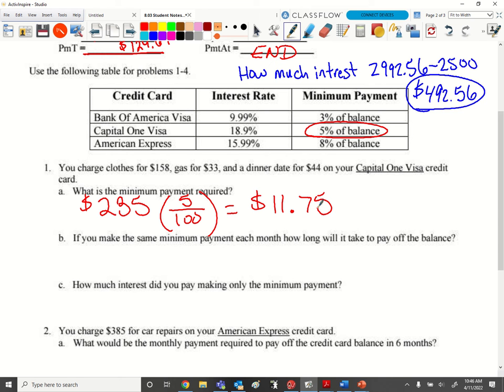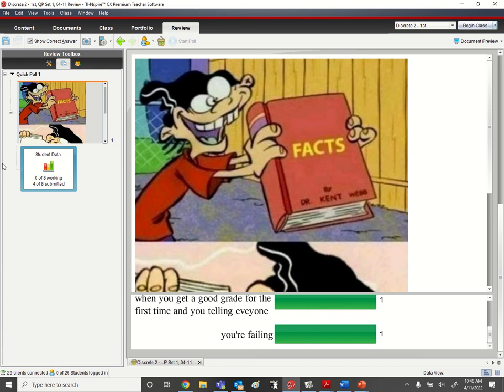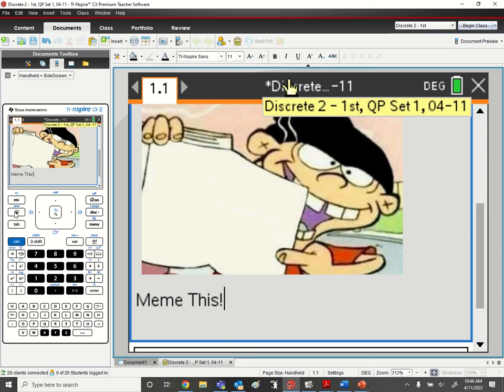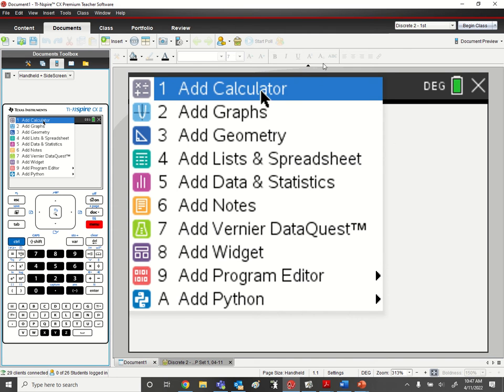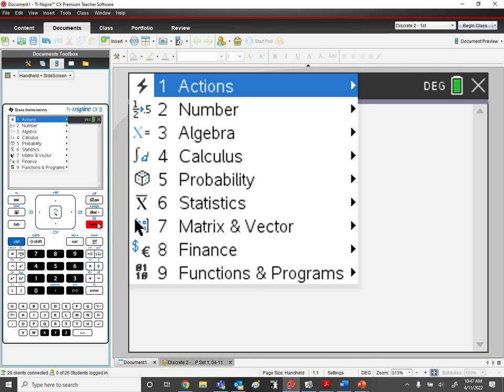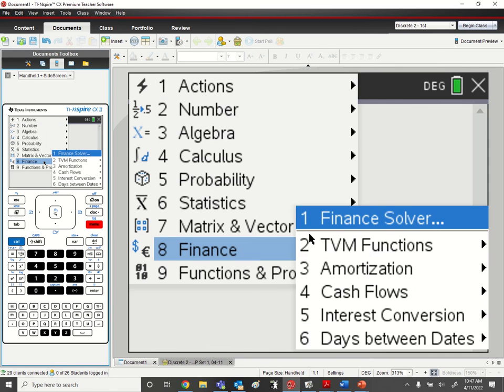Now, this next piece right here, we need the calculator. So on your calculator, go through the steps on the previous page. Start by making a new document, making a calculator. Let's see, I'm going to go document, calculator, menu. This is on the front page if you are lost on how to get this. Everyone should have this right now. Finance and finance solver.